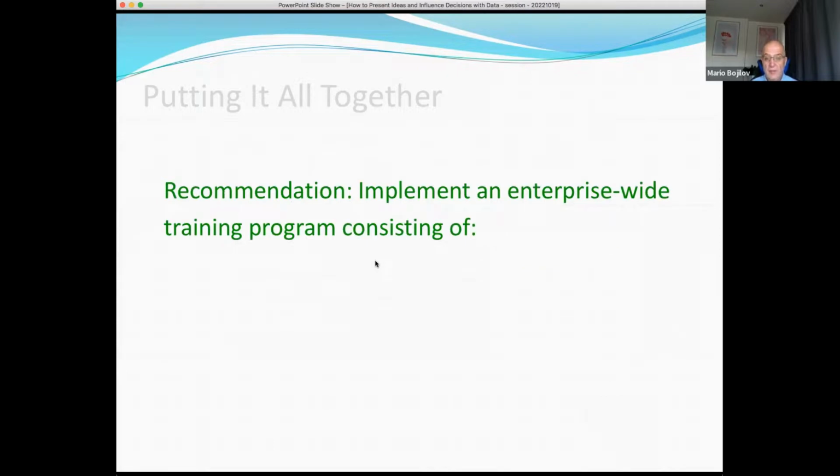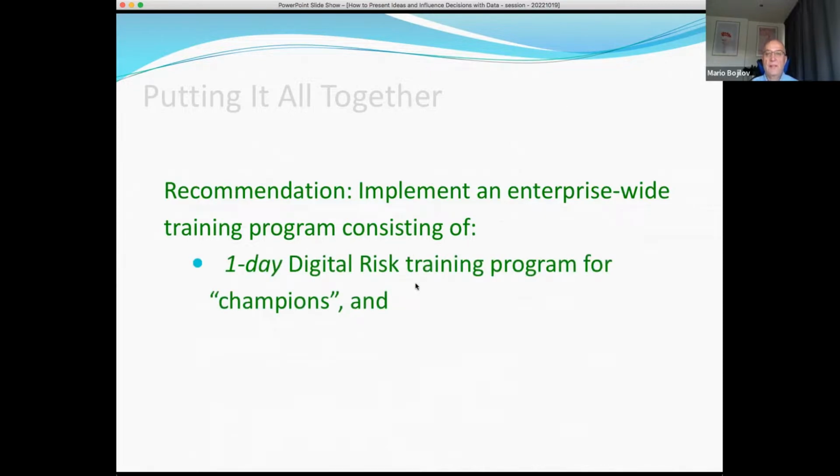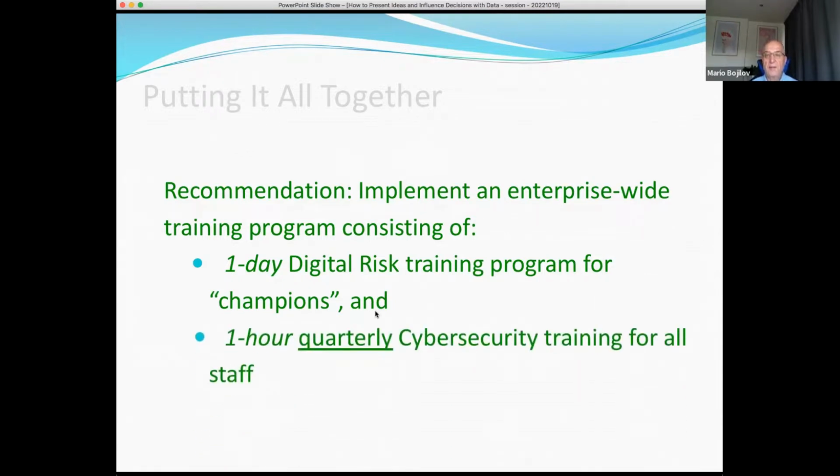So my recommendation, as a result of this presentation: implement an enterprise-wide training program that consists of 2 types of things. Number 1, a one-day digital risk training program for champions. These are the people who will educate other people, so they need to know a little bit more about digital risks. They need to know how to deal with them. And also a quarterly 1-hour refresher, like a first aid refresher, cybersecurity training for all staff. Because the criminals are becoming better and better.